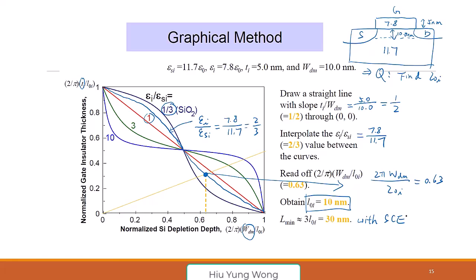Yes, Professor. Okay, now, first of all, we are given this technology. You have the fabrication process. The epsilon of the substrate is 11.7, right? Epsilon of the oxide is 7.8. T-ox is 5 nanometer, depletion is 10 nanometer. That's what I drew here. Is that okay for this part? Yes, Professor. Yeah. Now the goal is this.